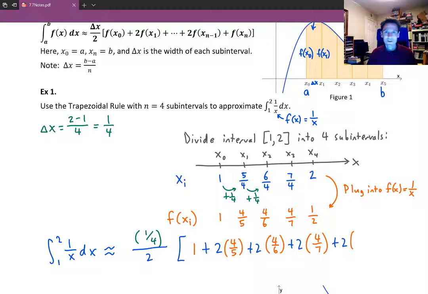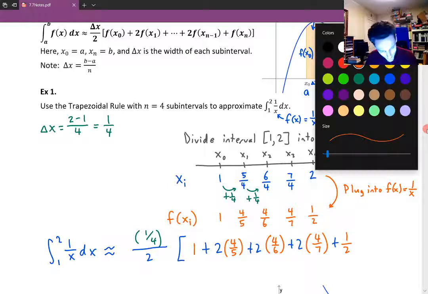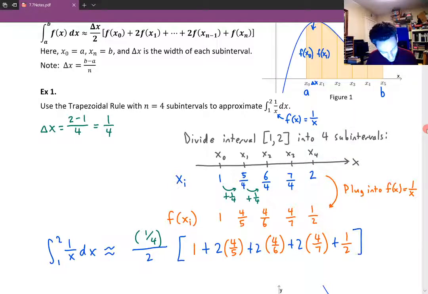Whoops! Oh, I almost made the mistake. The last function value, there's only one of them, right? That last trapezoid, the last side, is only used once by one trapezoid. Whew. I was just showing you what could go wrong, right?